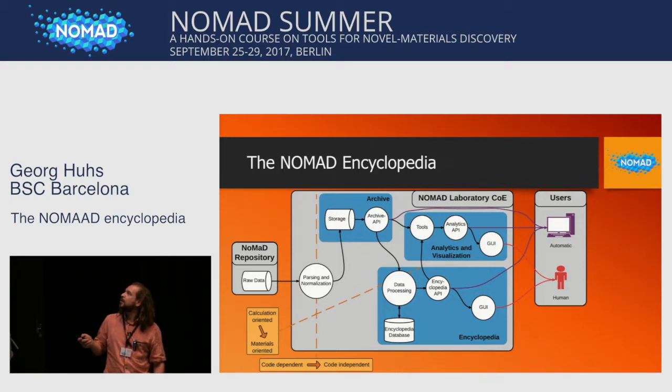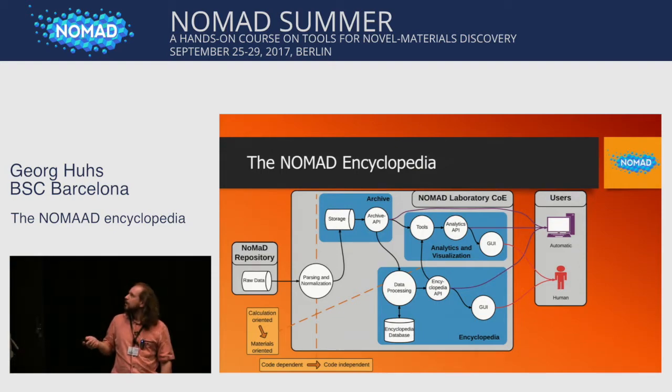Center of Excellence. You already heard about the parsing. You know the data arrives at the archive. You heard about how to query the archive. And you also already got the introduction into the analytics, all these tools developed by NOMAD. One of them is the encyclopedia. And what we do, just summing up what Claudia already said, is from the raw calculation-oriented, code-dependent data, in the first step, we go to the code-independent data. And what we do in encyclopedia is we change the view from a calculation-oriented view to a materials-oriented view.